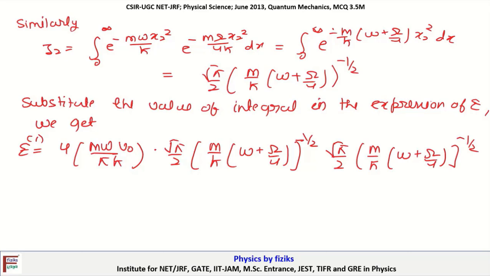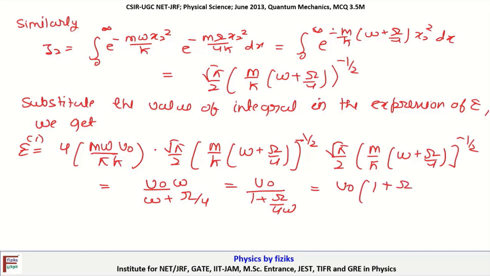So our result would turn out to be V0 omega divided by omega plus gamma by 4, which can be written as V0 divided by 1 plus gamma by 4 omega, and this can be written as V0 is equal to (1 plus gamma by 2 omega) to the power minus half.